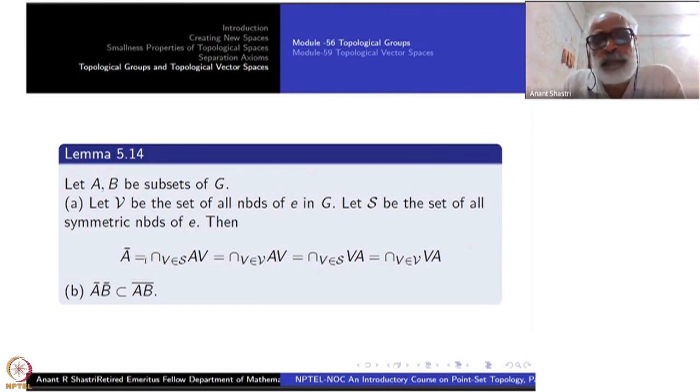Okay. The second thing is much easier. A bar B bar is contained inside the closure of AB. It's a neat statement. Okay, let us see how these proofs work.